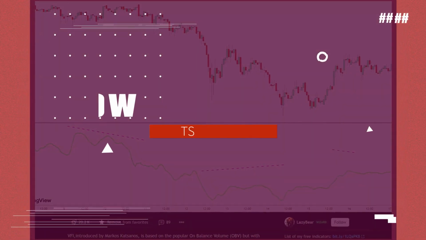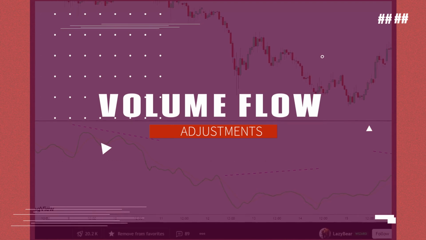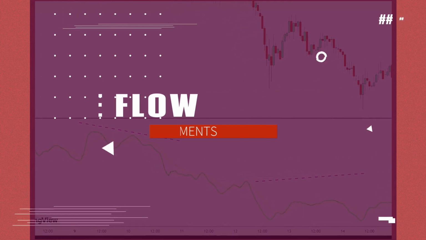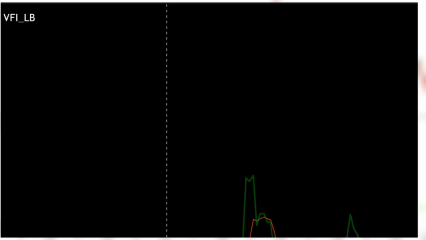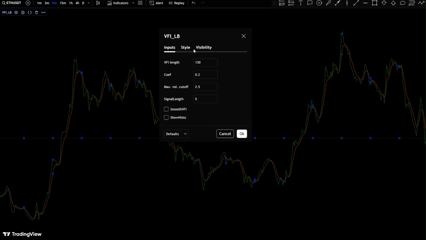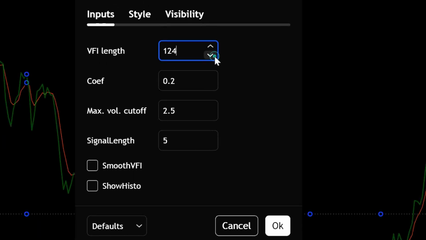Now, before we start using this as our confirmation tool, we need to make a few quick adjustments to its settings. We're going to customize it so it works perfectly with our overall strategy. So open up the VFI indicator settings window. First, go to the Inputs tab and we'll see a setting called VFI length. Change that value to 120.